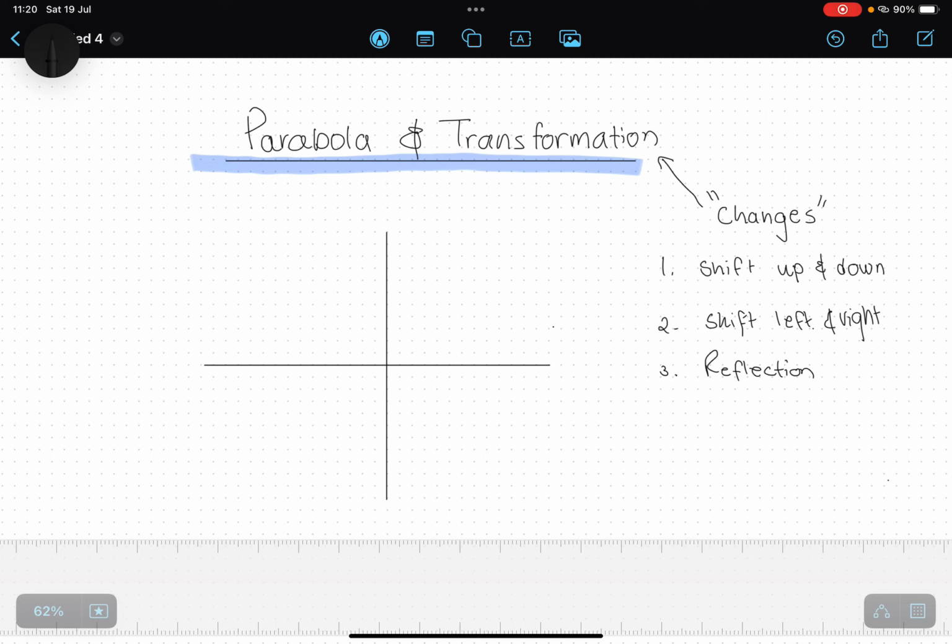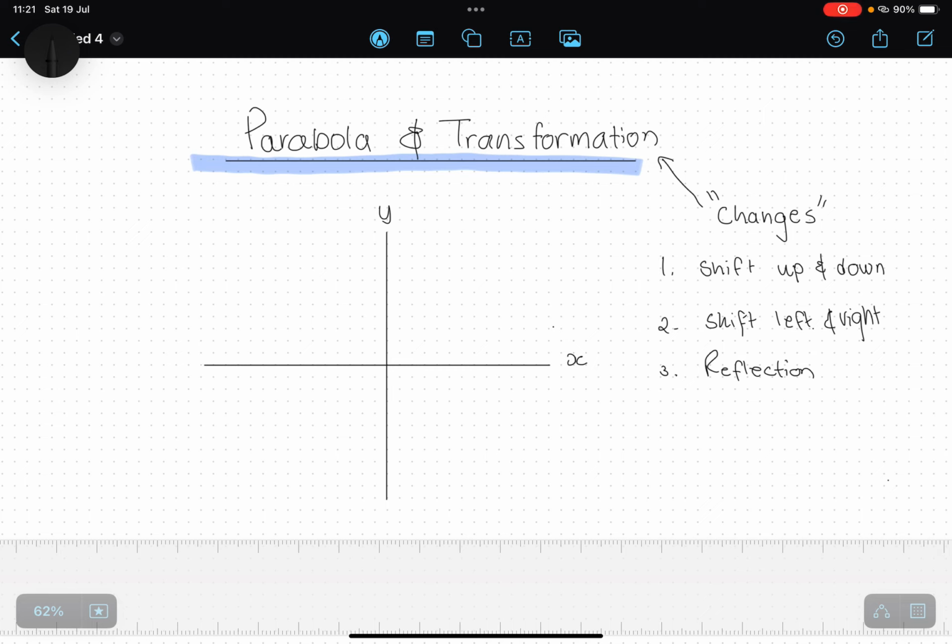Now, when we shift up or down, we are moving up and down the y-axis. Remember that this is the y and this is the x. Okay, so we're going to look at that. And then we're going to shift left and right. And then also we're going to look at how a reflection works as well. These are the 3 types.